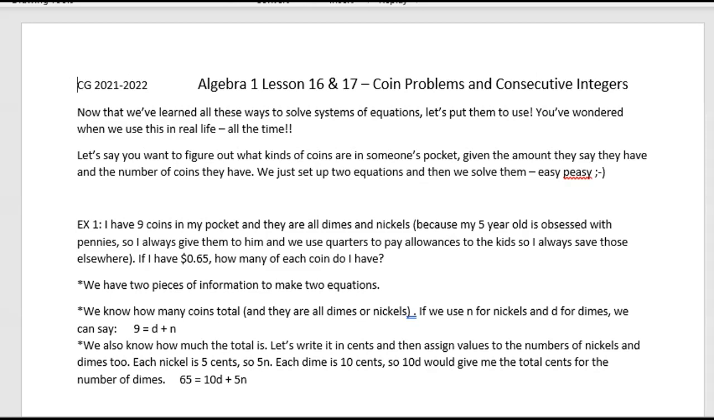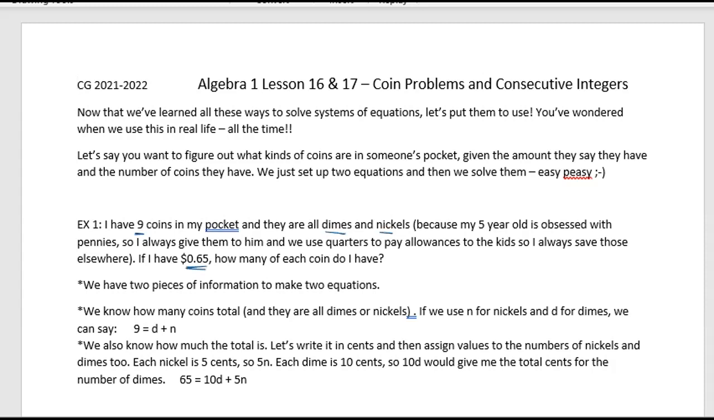This first example, I have 9 coins in my pocket and they are all dimes and nickels because my 5-year-old's obsessed with pennies, so I give them to him. And then we use quarters to pay allowances, so I always save those somewhere else. I have 65 cents in my pocket. How many of each coin do I have? So we have 2 pieces of information, 9 coins that are dimes and nickels, and they're worth 65 cents.